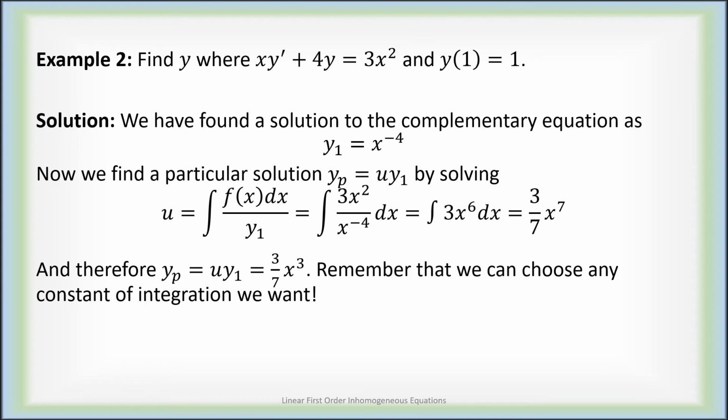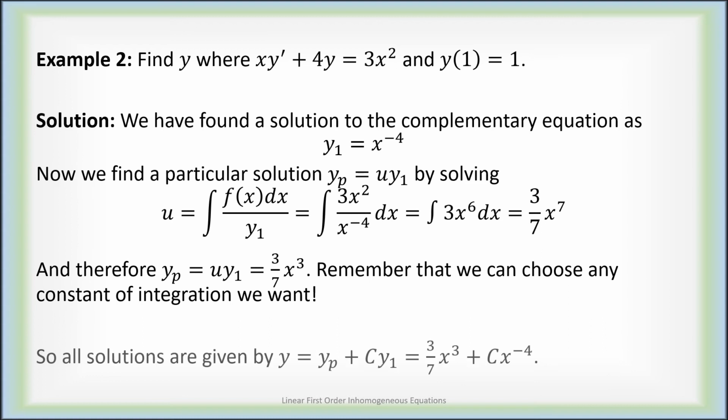Therefore, a particular solution to the inhomogeneous equation is simply this new function u that we found times our original function y sub 1. We've got a 3/7 and we have an x to the 7th times x to the minus 4th. That simplifies as just x cubed. We could have chosen any constant of integration we wanted in u, but 0 is usually going to be the easiest one.